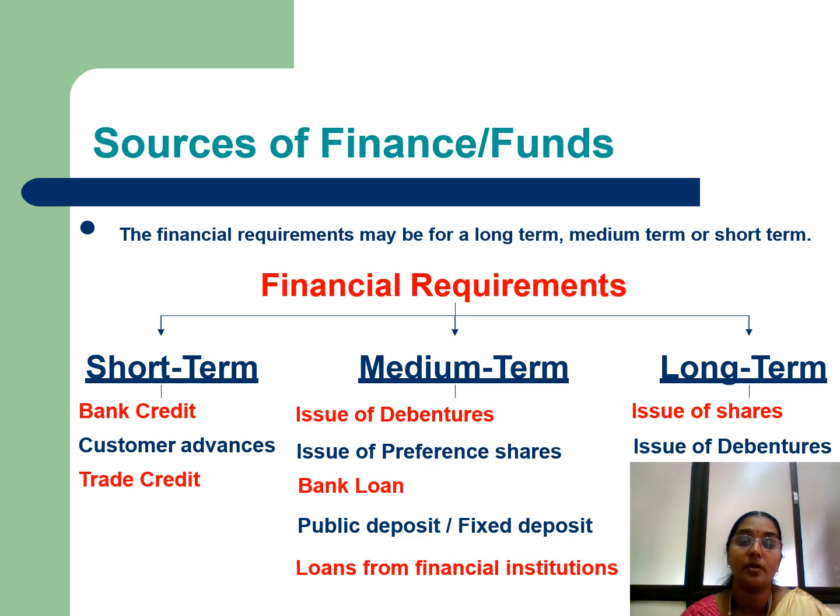There are three sources of finance: short term, medium term, and long term. Short term means bank credit and advances, trade credits. Medium term means issue of debentures, bank loans, public deposits, and loans from financial institutions. And long term means issue of shares and issue of debentures. It is the categorization of sources of finance.